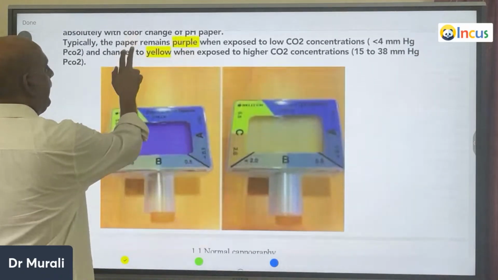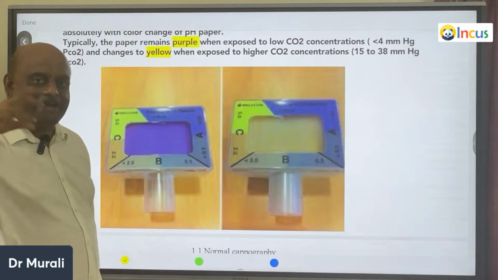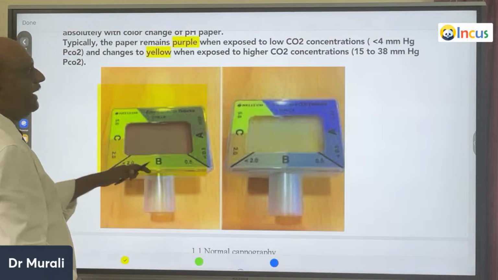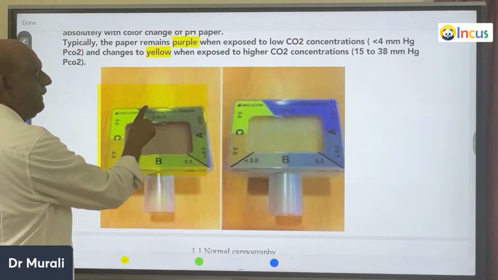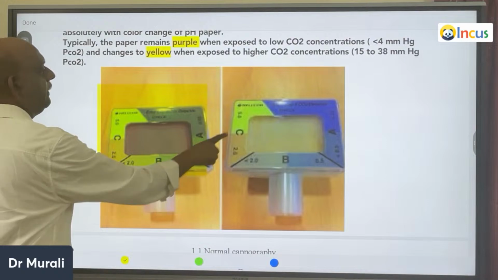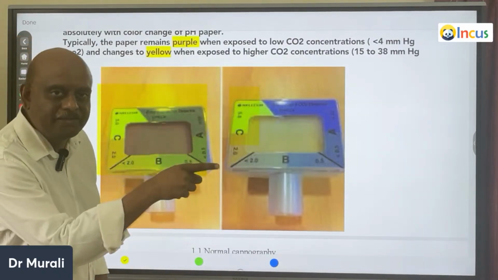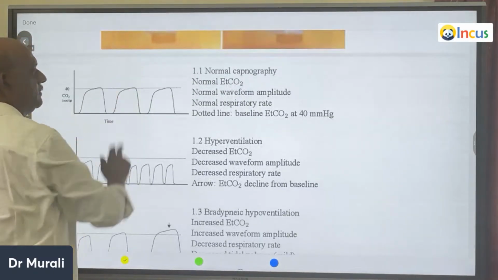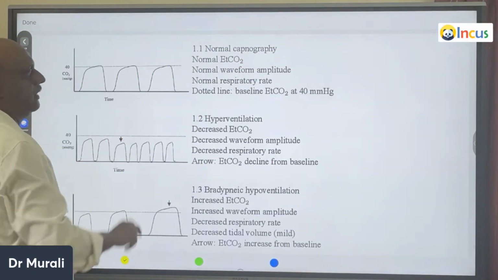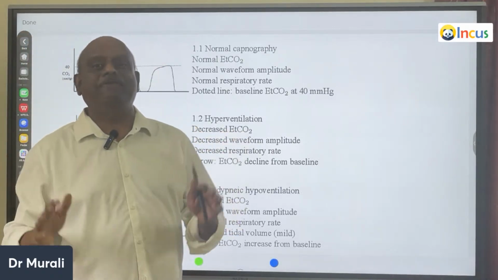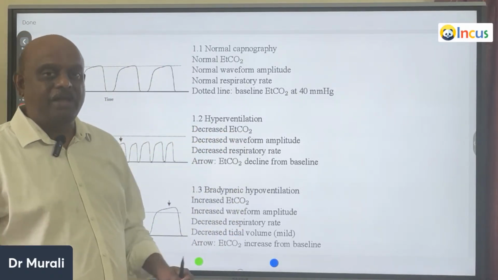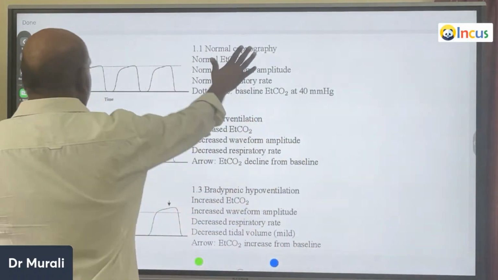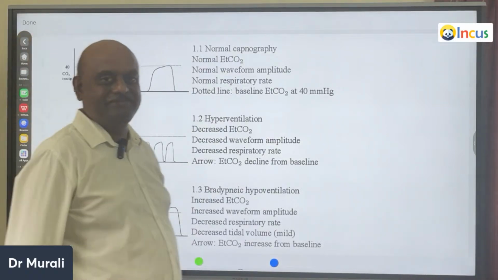Then what is capnometry? Capnometry means if carbon dioxide is coming out of the endotracheal tube, then it will change the color of the dye. The dye is typically purple when exposed to low CO2, and it will be yellow if it is exposed to higher CO2 levels. Based on that, you know whether it is in the tube or not. So in this context, you need to know the various capnographic patterns which the examiner will ask in tomorrow's exam. Right? Now, normal capnography if you take, how does it look like?